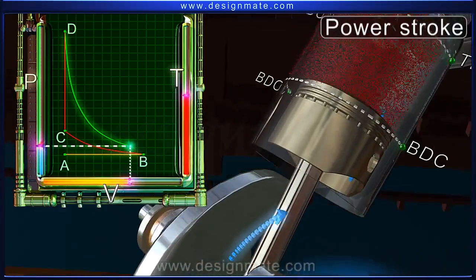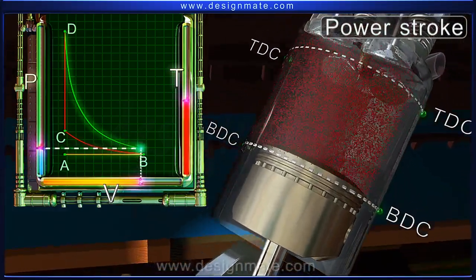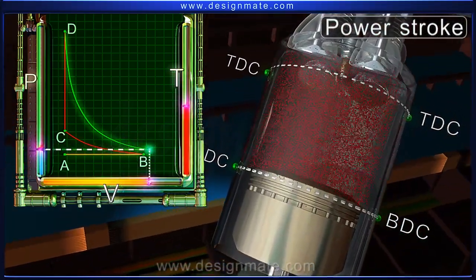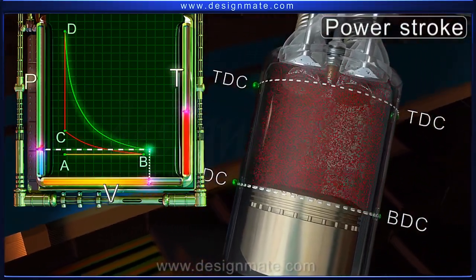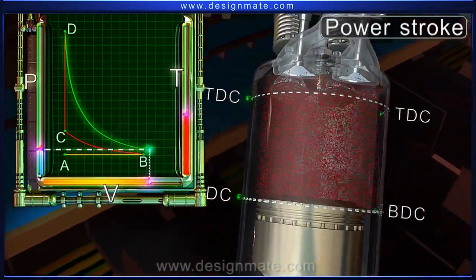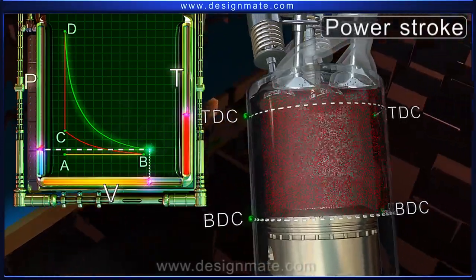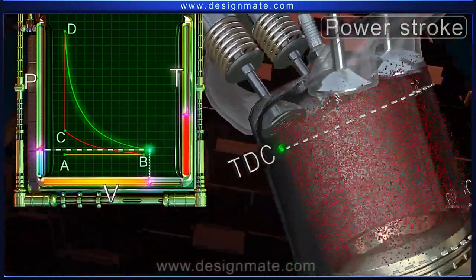This is the only stroke during which power is produced from the fuel to obtain mechanical energy. Hence, it is called the power stroke. When the piston reaches the BDC, the power stroke ends.